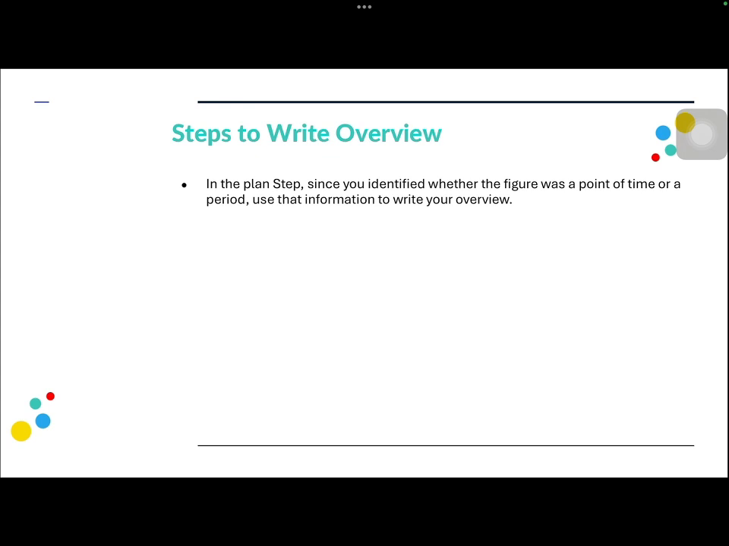So in the plan step, since you identify whether the figure was a point of time or a period, use that information to write your overview. Now, how should you use that information? If the figure is based on a point of time, you should mention the highest or lowest data points from the figure.